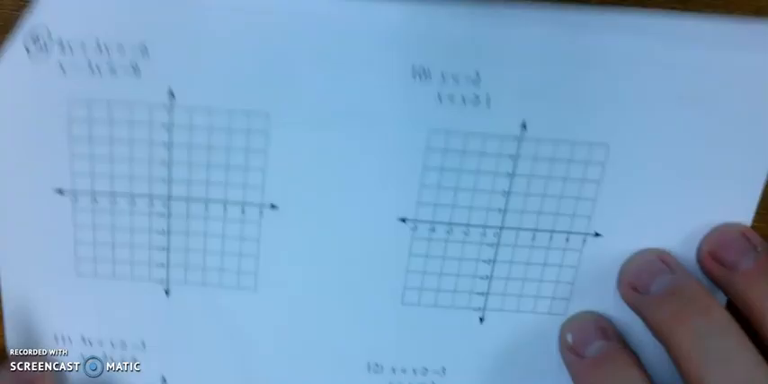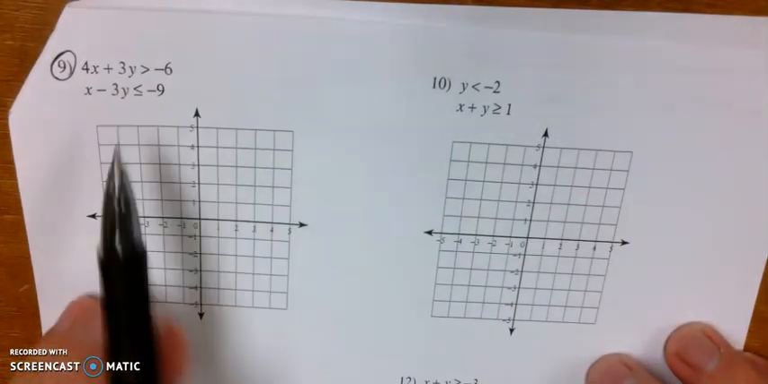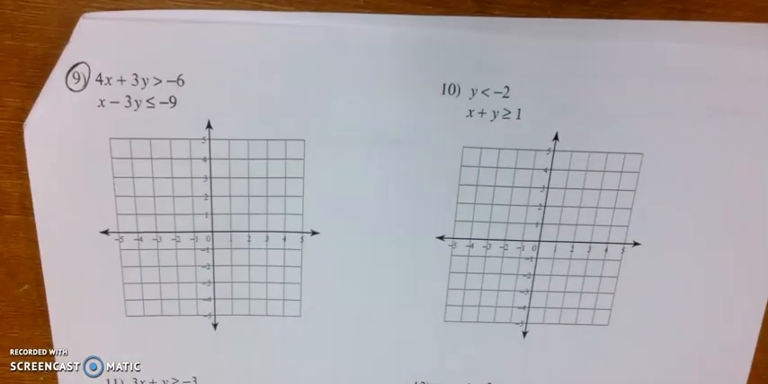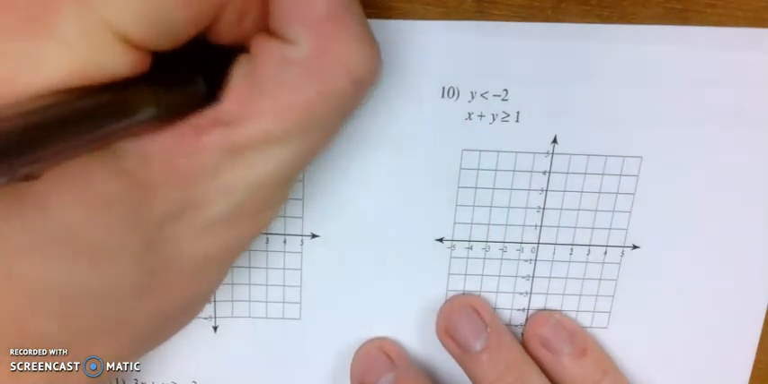All right, last and final one. We're going to do number 9. Number 9 is currently written in what's called standard form. Standard form is good for finding x and y intercepts, but for the sake of graphing, we're not going to get clean values, so we're going to throw them both into slope-intercept, y equals mx plus b.